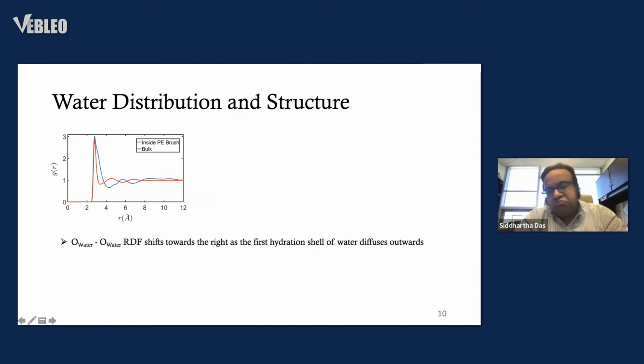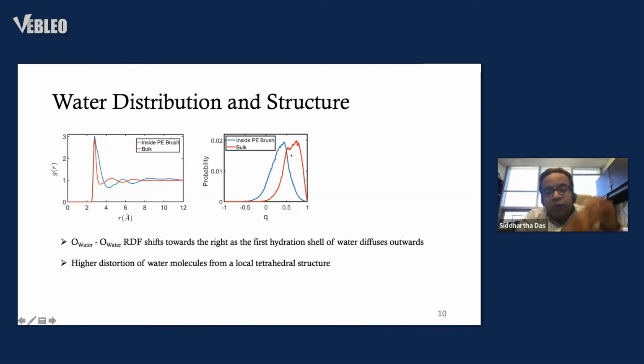Similarly, we can do the oxygen-water radial distribution function. We find that its radial distribution function shifts towards the right. That is, it becomes more diffuse. Why? Because now there are fewer water molecules. So the first solvation shell is completed, but in a much more diffuse manner and not as compacted as it would be in the bulk, where there are only water molecules.